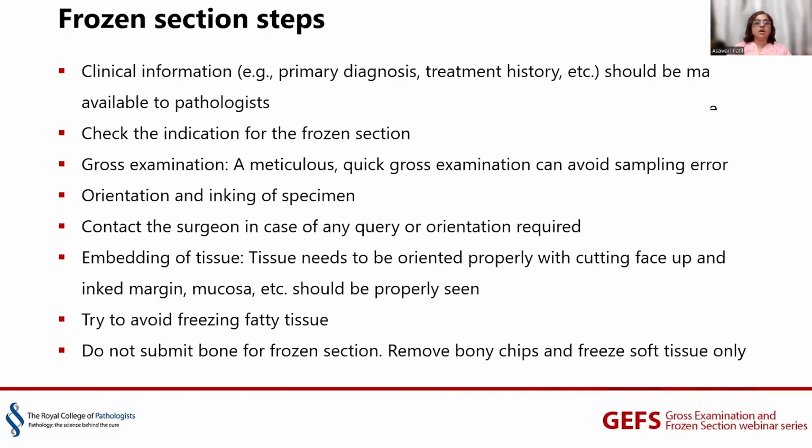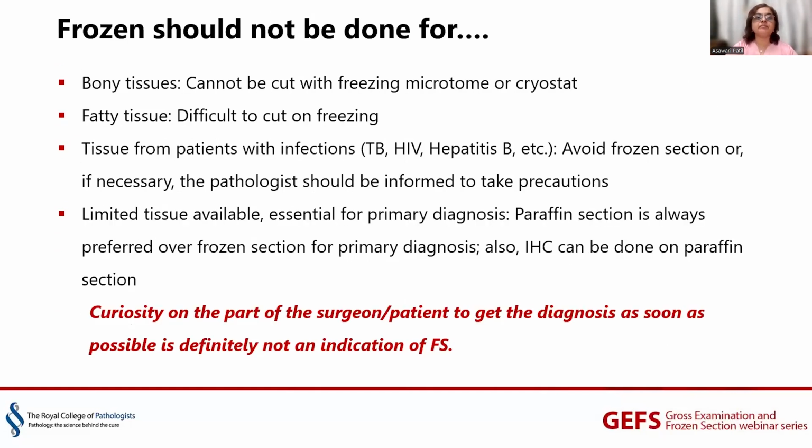and the ink margin should be properly identified in that tissue. We should discourage freezing of fatty tissue because it's very difficult to cut, and we really don't get good sections. Bony tissue is never to be submitted for frozen section. The cryostat that we have in most hospitals cannot cut any bone. So if we are getting any soft tissue with some bony chips, we have to remove the bony chips. Otherwise, it's going to damage the blade.